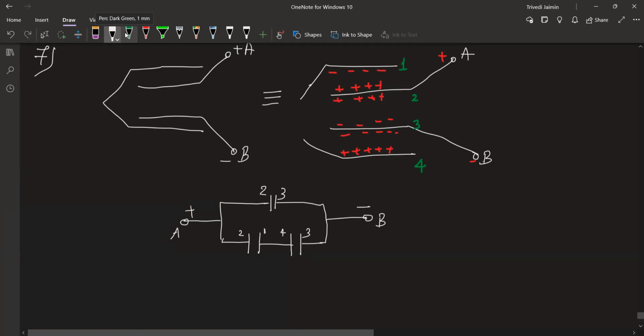And 1 and 4 are a connection. Fine. See, the main thing here, 1 and 4 is a connection. That's why we have these two in series and parallel with this one.